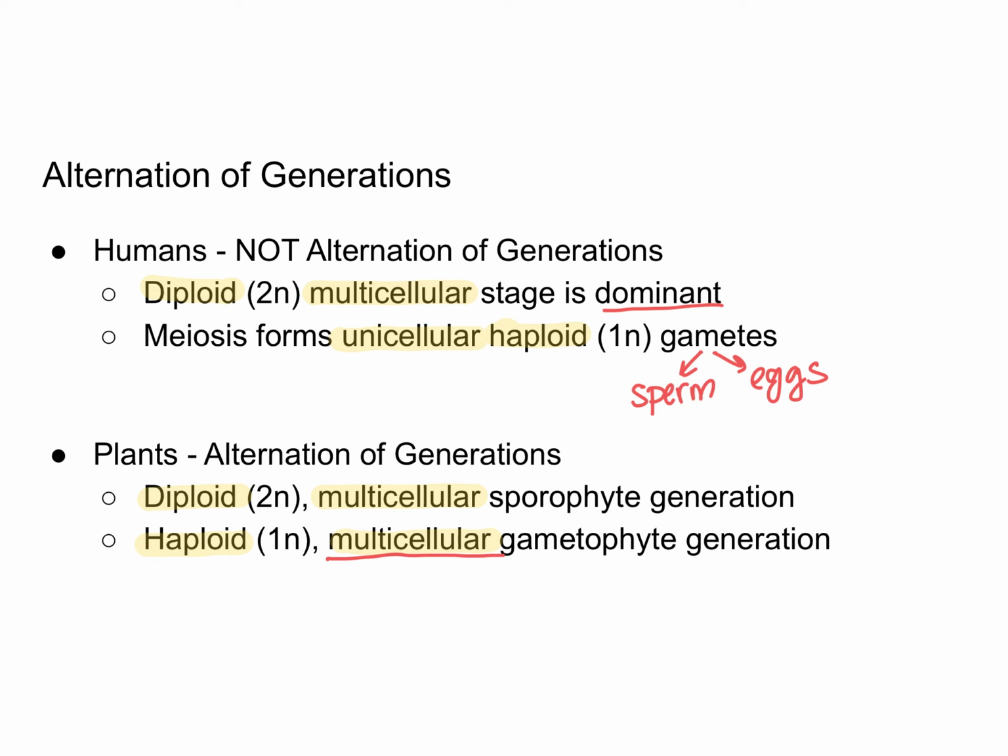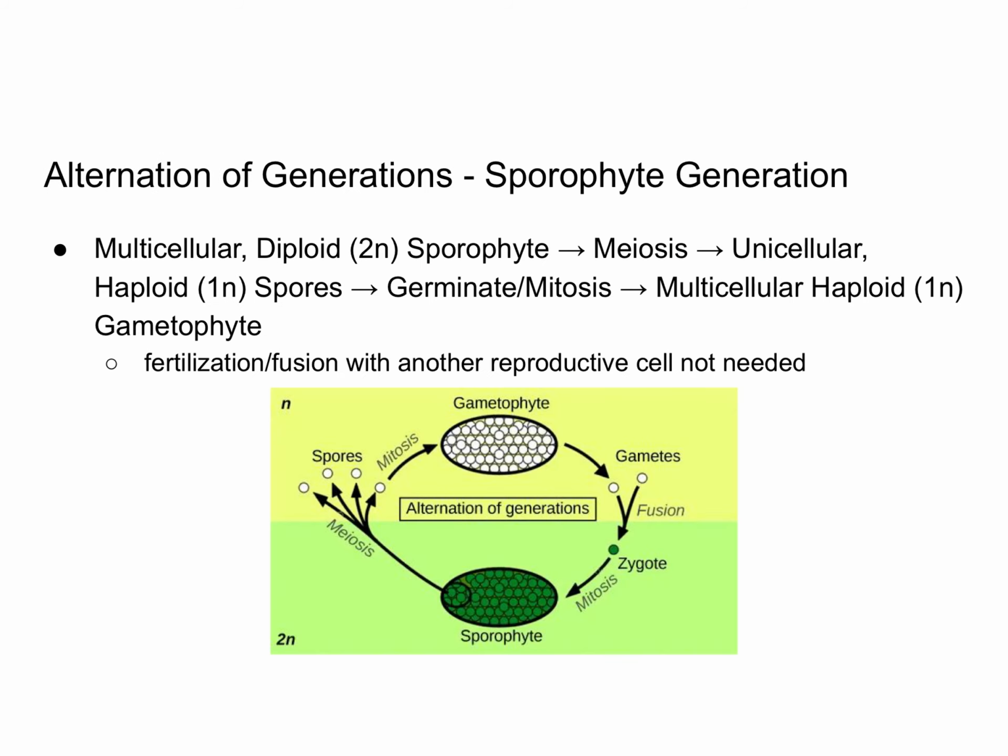Now the diploid multicellular stage is known as the sporophyte generation, and the haploid stage is known as the gametophyte. So you can think of gametophyte as having to do with gametes, and remember that gametes are haploid. So that might help you remember that. So let's start by talking about the sporophyte generation. So our sporophyte is here on our picture, and the sporophyte is multicellular, and each cell in the sporophyte is diploid.